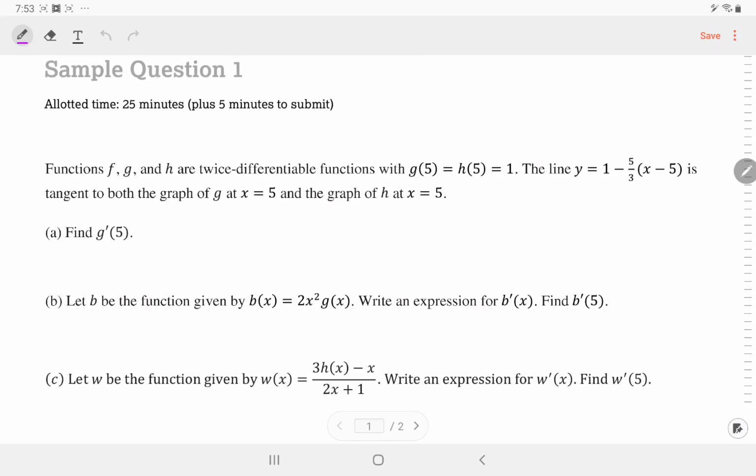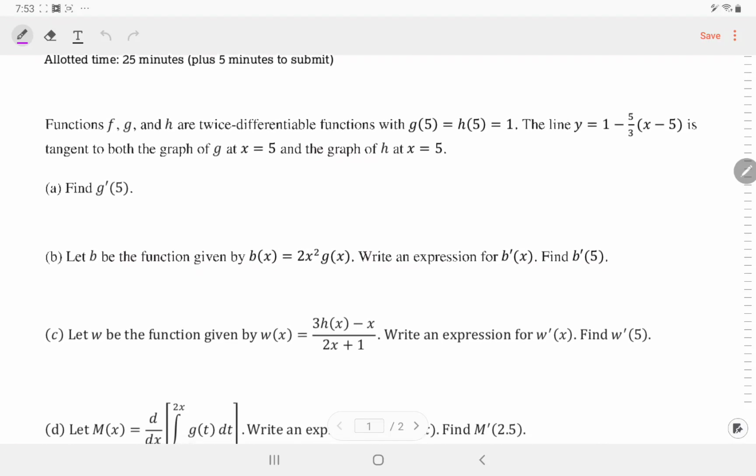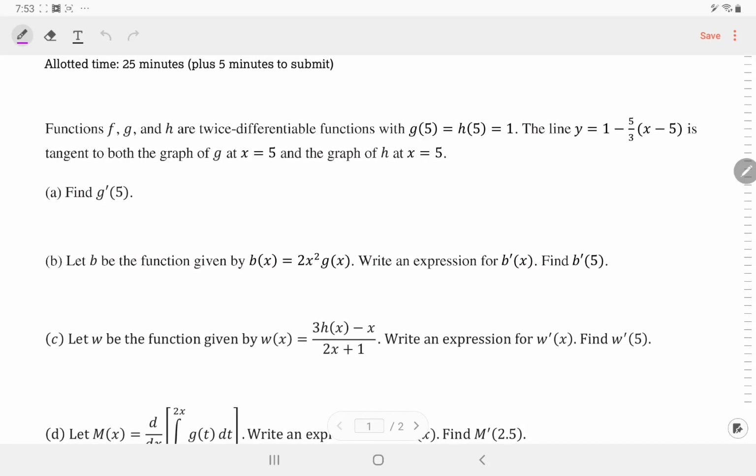Okay, so this one's interesting. It doesn't have a graph or a table. It just has some information. So I'm just going to dive right in. G prime.